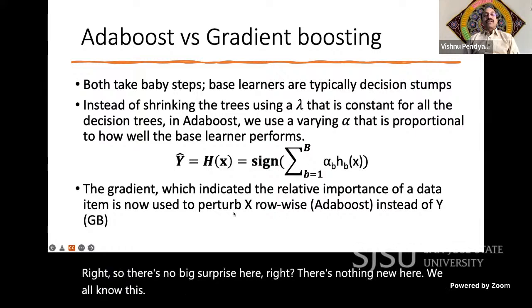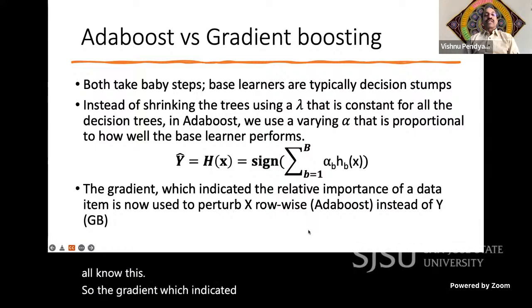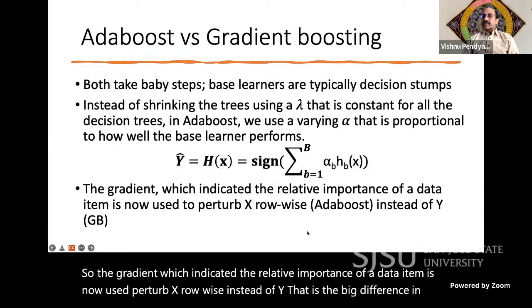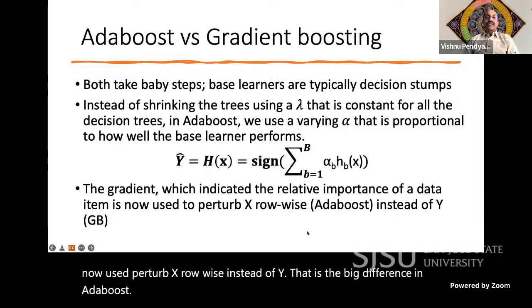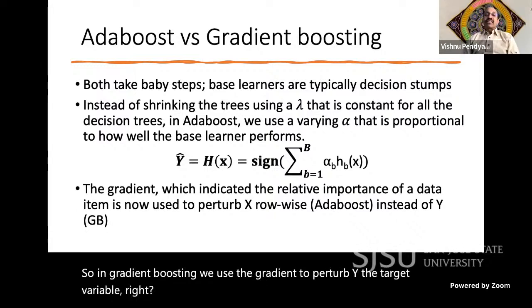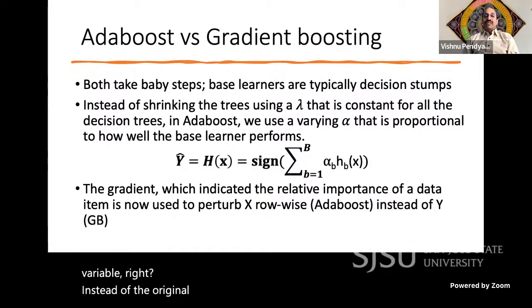So the gradient, which indicated the relative importance of a data item, is now used to perturb X row-wise instead of Y. That is a big difference in Adaboost. In gradient boosting, we use the gradient to perturb Y, the target variable. Instead of the original Y values, we use the residuals. But in this case, we perturb X.